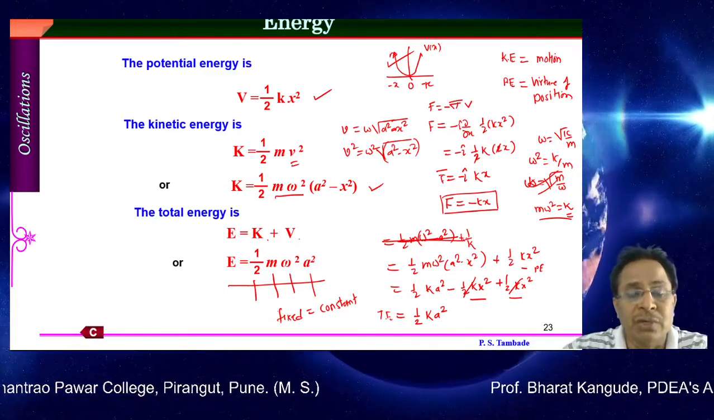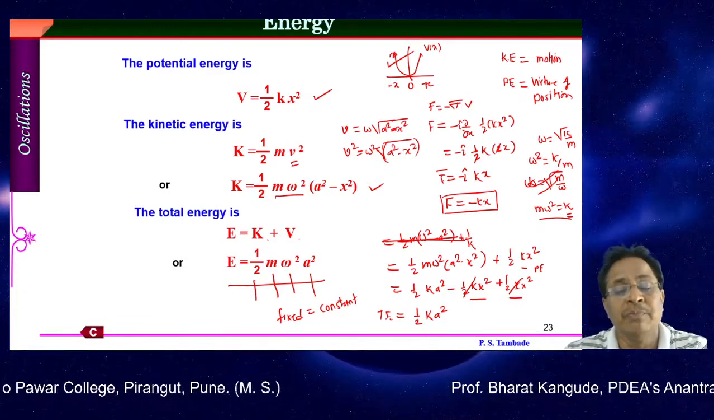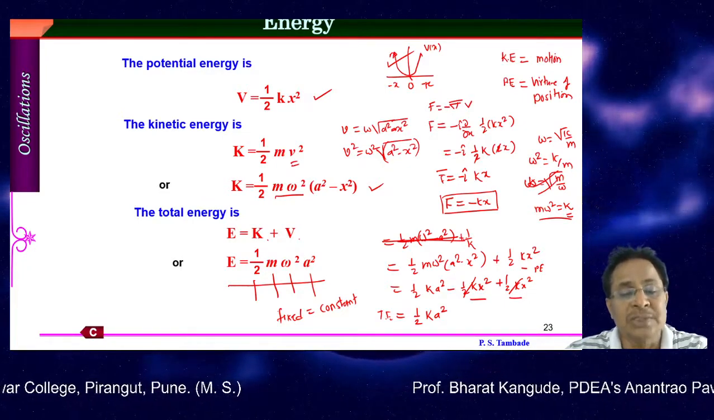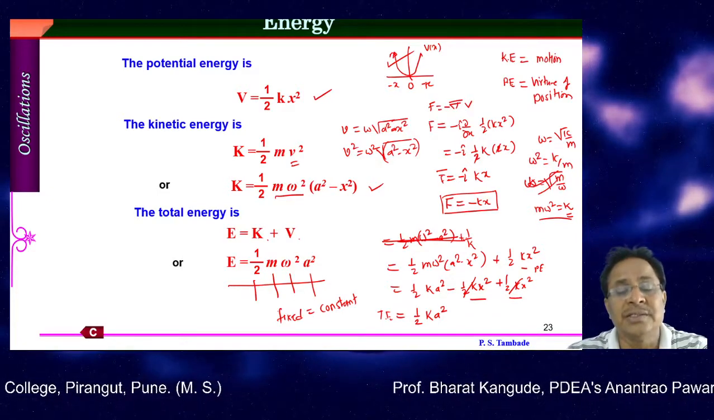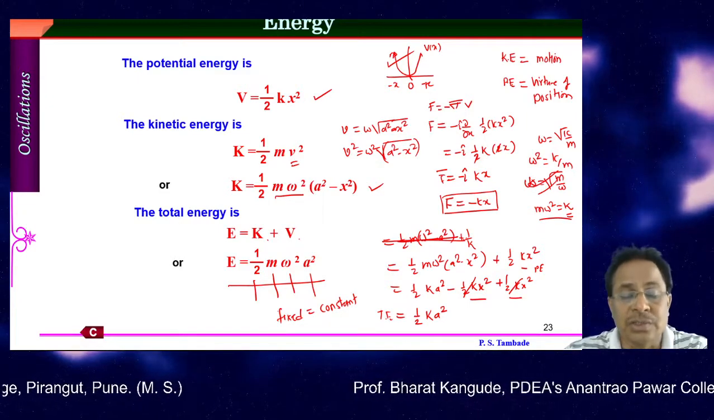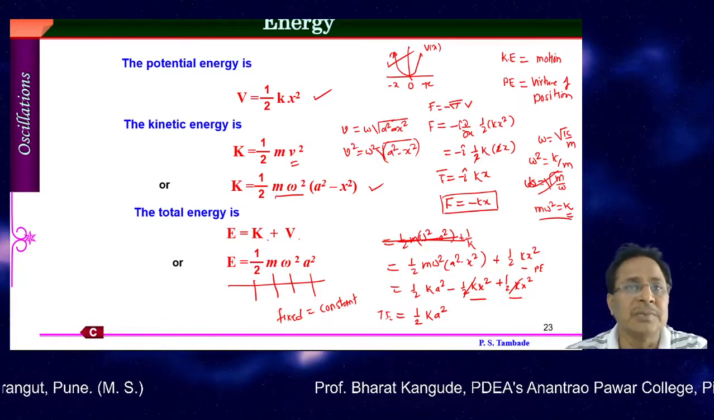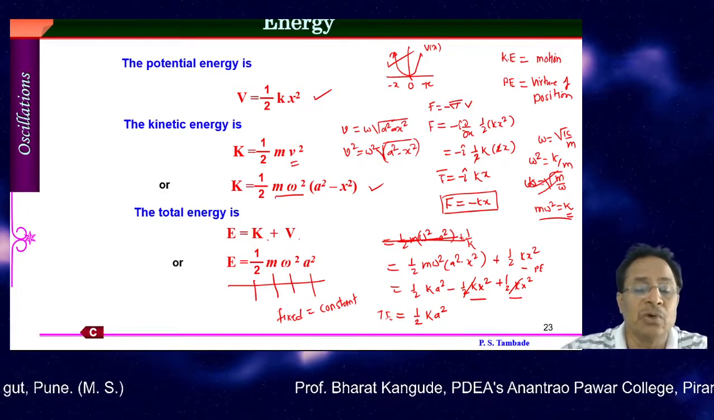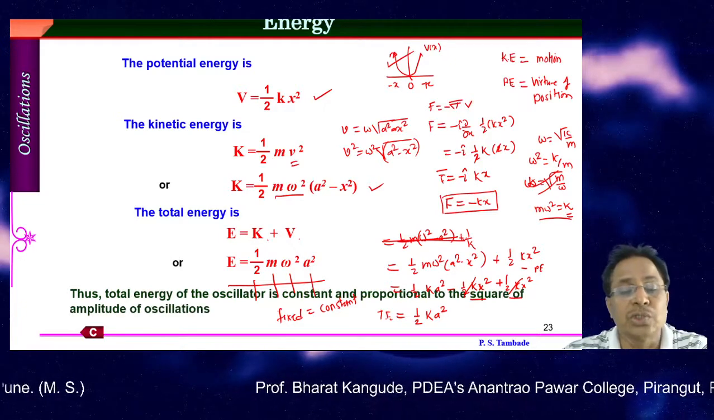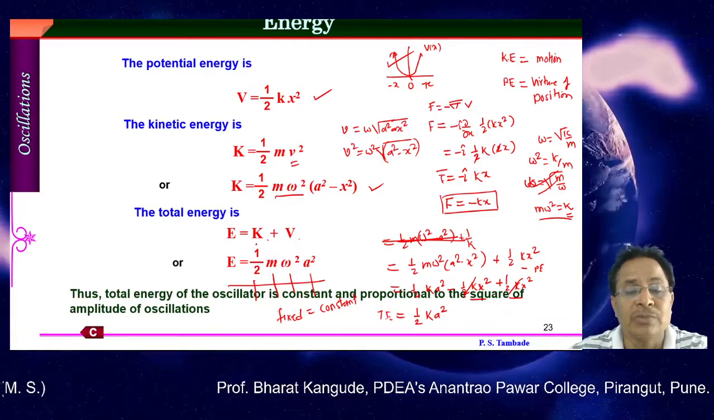At present, we have to understand that the total energy of a simple harmonic oscillator is given by capital E equal to 1/2 m omega square into a square, where m is mass, omega is its angular frequency, and a is its amplitude. All these quantities are constant, therefore the total energy of the oscillator remains constant, and this energy gets converted sometimes into potential and sometimes into kinetic, and the addition of these two is always found to be constant, and that can be seen here. So the total energy of the oscillator is constant and is proportional to the square of the amplitude of oscillation.